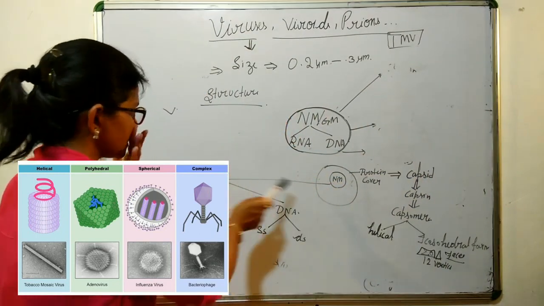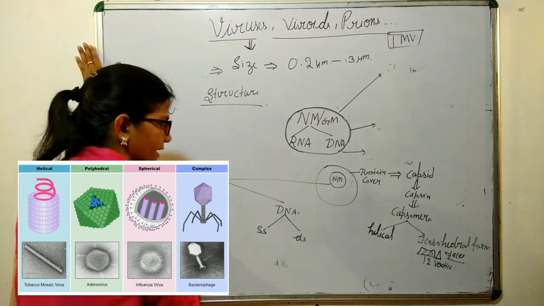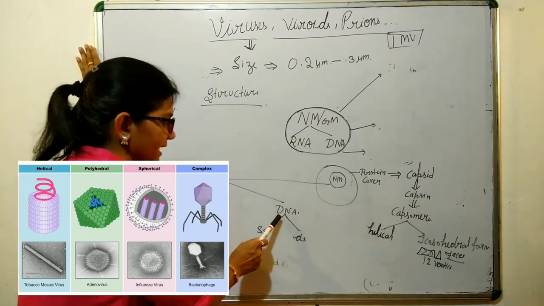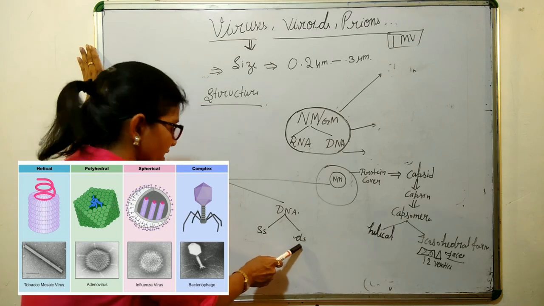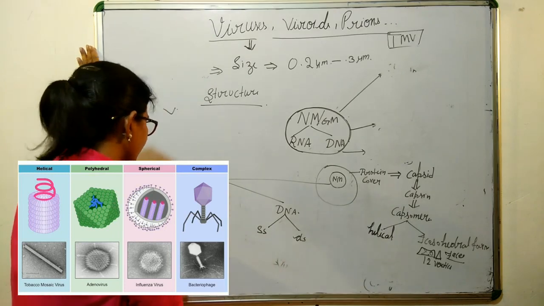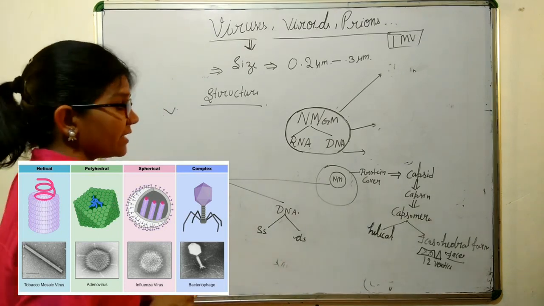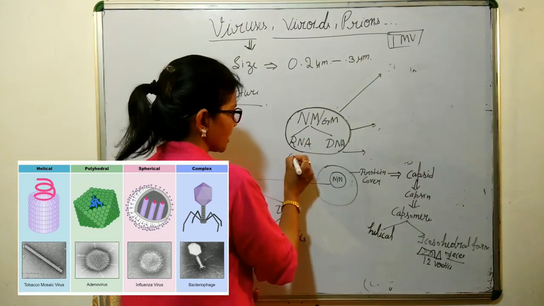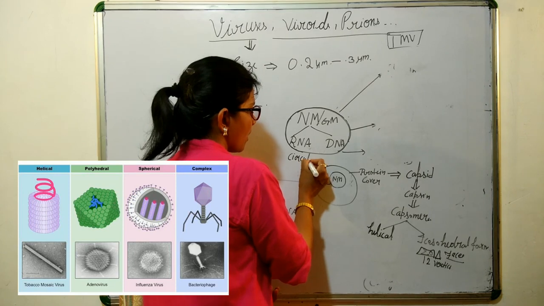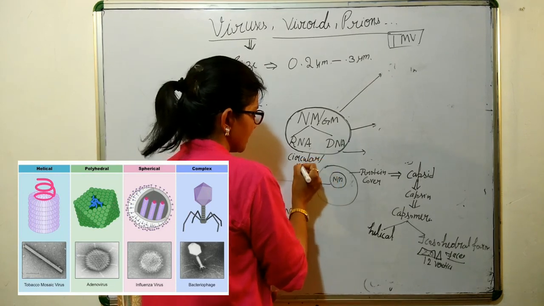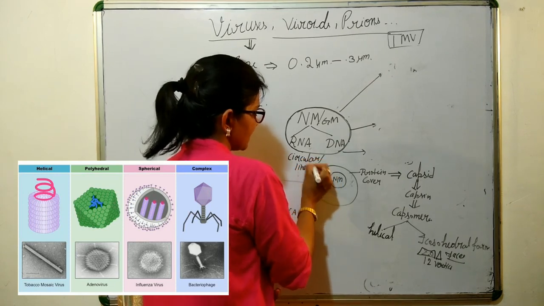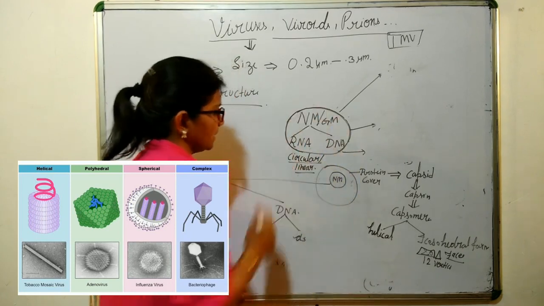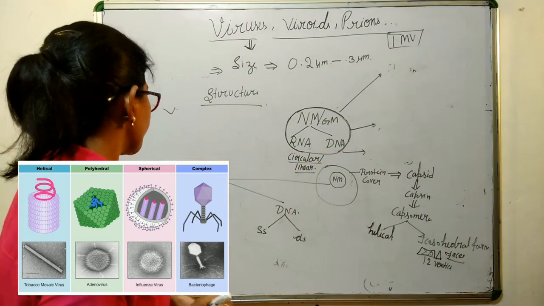Then, as we had discussed, the nucleic material can be RNA or DNA. These DNA can be single stranded or double stranded, and these RNA can be single stranded or double stranded, and this nucleic material can be circular or linear, which we will discuss in our next classes.